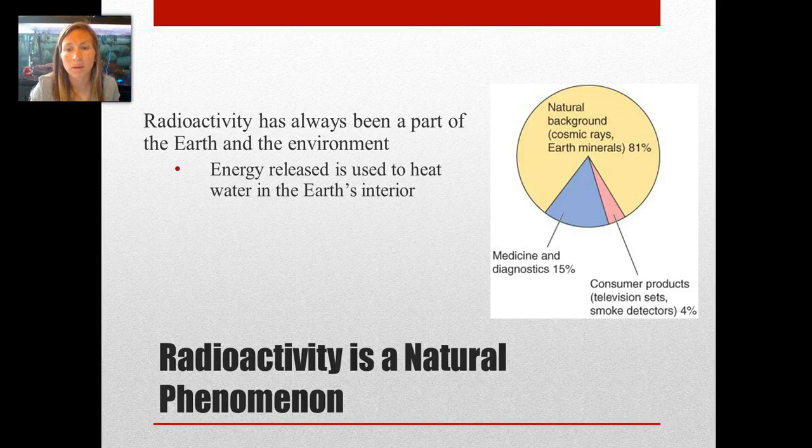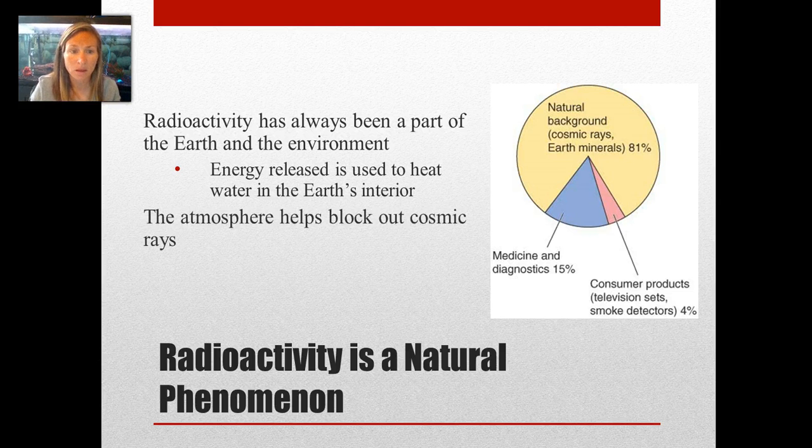Some people say that background radiation is actually left over from the Big Bang. Now, that energy is released and is used as heat or to heat water in the Earth's interior. The atmosphere also will help block out some of those cosmic rays so they're not as damaging to us.